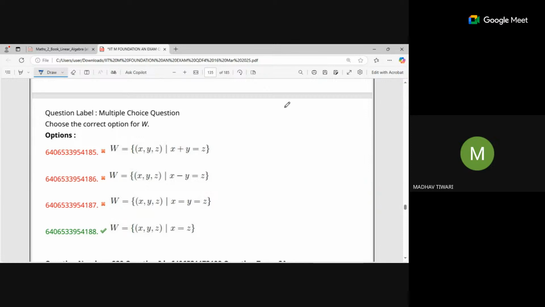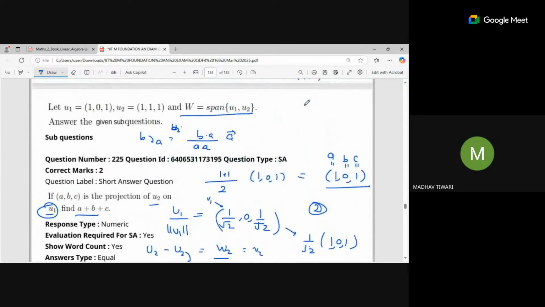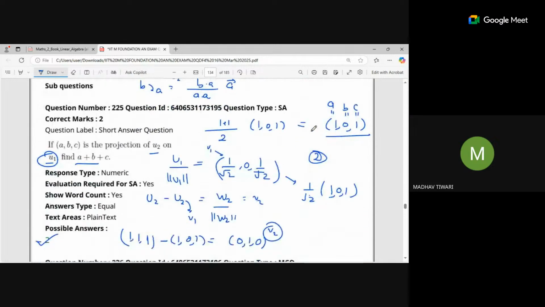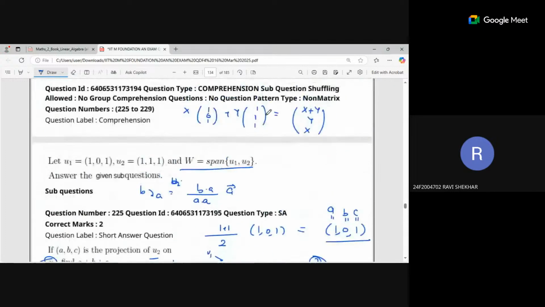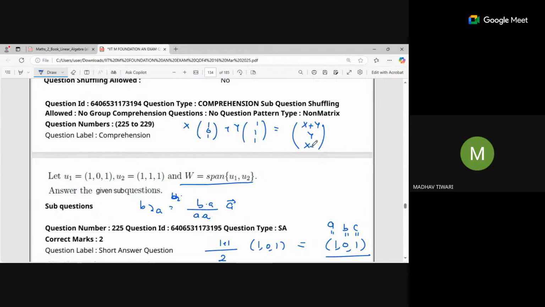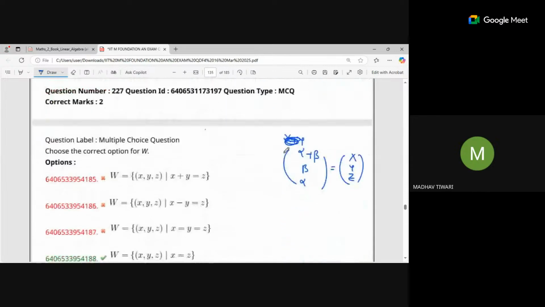Instead of x and y, I am taking alpha and beta. So the first value will be alpha plus beta, then beta, and then alpha plus beta. If I compare it with x, y, z, the first and last values were both the same. So it will be x plus y, that is alpha plus beta.